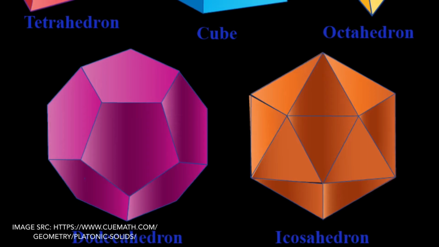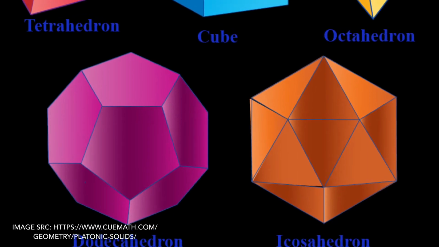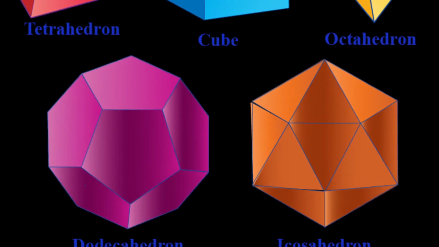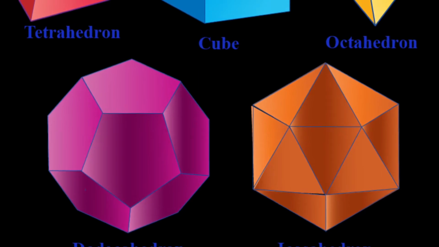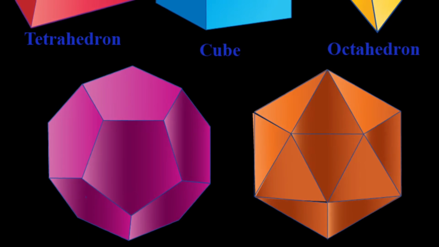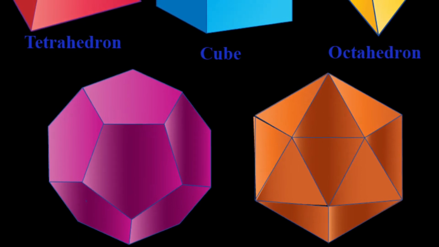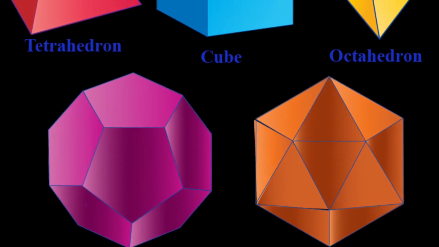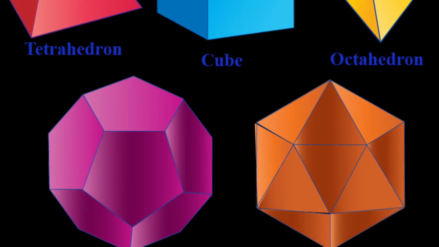A Platonic solid is a regular 3D object with equal number of faces meeting at every vertex. There are just 5 Platonic solids in the entire universe. They are the tetrahedron, cube, octahedron, dodecahedron, and icosahedron.